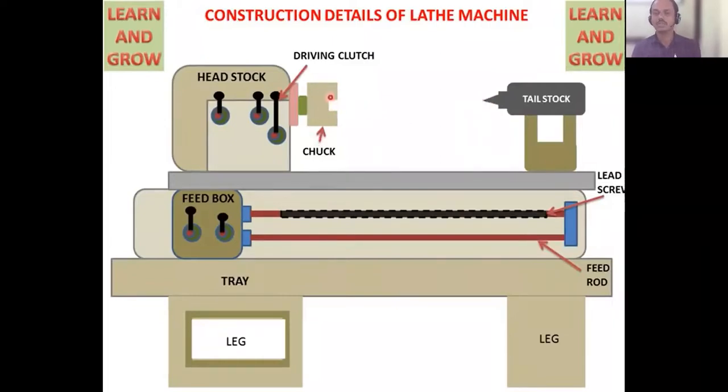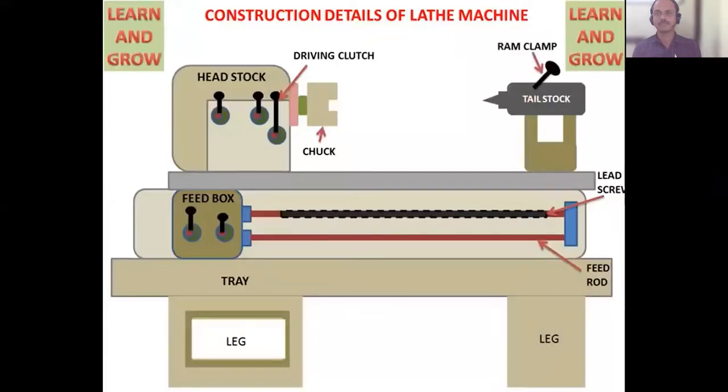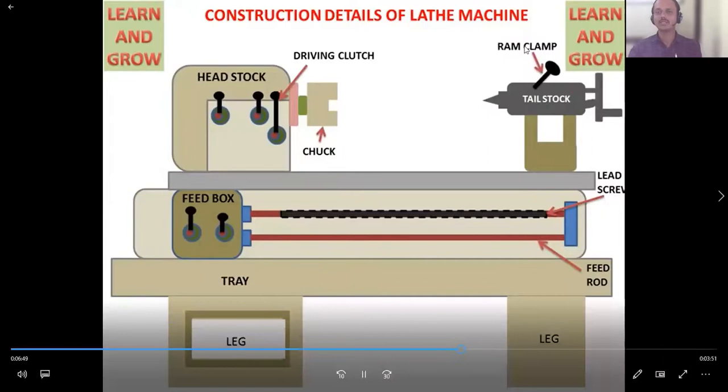This tailstock is movable on the bed. The tailstock can move in this direction and in the back direction, but the headstock is stationary. Here is the ram clutch. The ram clutch is used to lock this tailstock when we move it here, and if we have to lock this, then we can lock here. And with this wheel, we can move the center out and in of the tailstock.